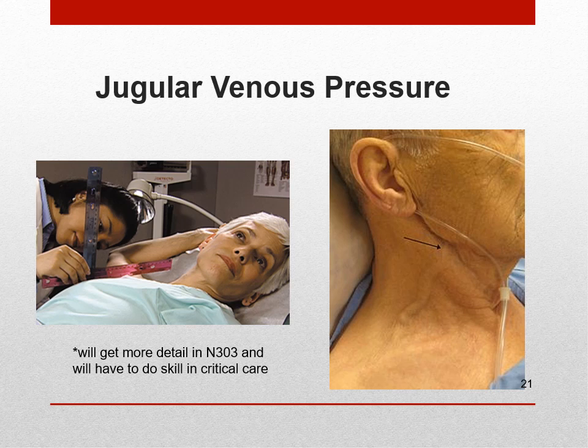Obviously, if you have somebody who has JVD or jugular vein distension, you know that they have a right-sided failure going on, and it is causing backup of fluid and extra workload on the heart.